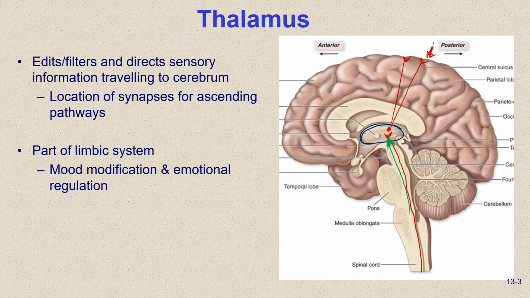The thalamus is also associated with the limbic system. The limbic system is a collection of brain structures that are involved with emotional response and mood modification and regulation. And so there are specific nuclei, in other words, patches of gray matter associated with the thalamus that are involved with the limbic system.